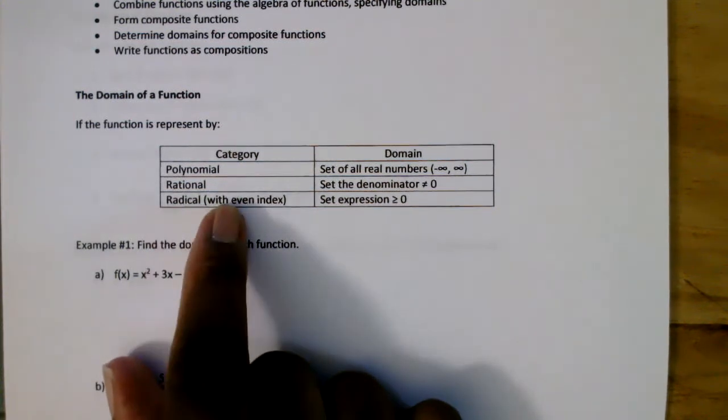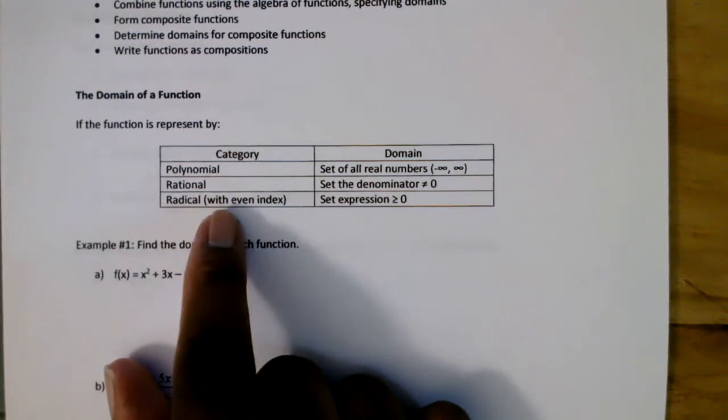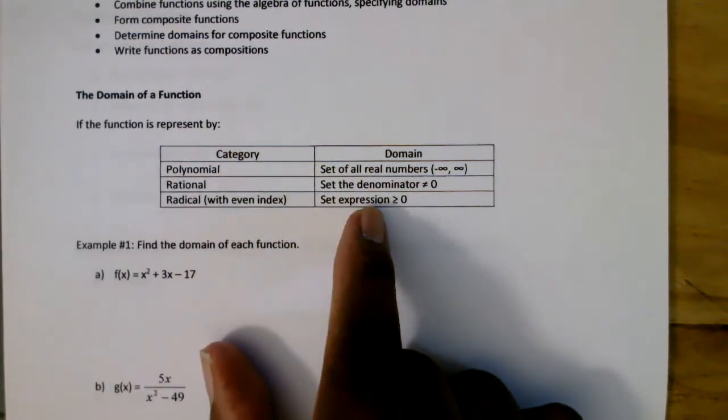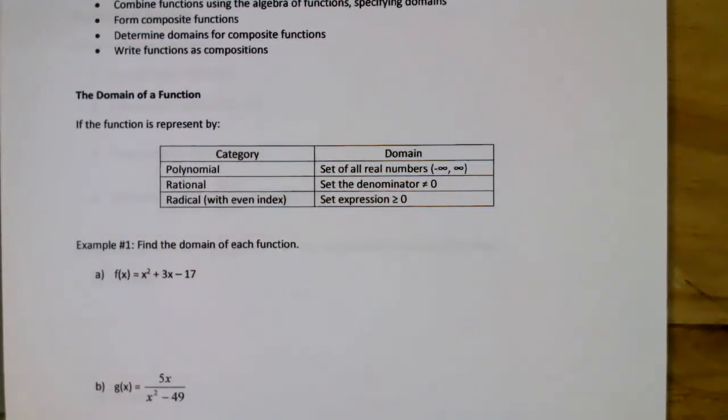And then a radical function, now we're just going to focus on the ones that have an even index here. Here we'll take our expression and set it to be greater than or equal to 0, because we can't take the square root or the fourth root of a negative number. Well, not actually undefined. We just can't find a real number where the square root or the fourth root would give you a real number.